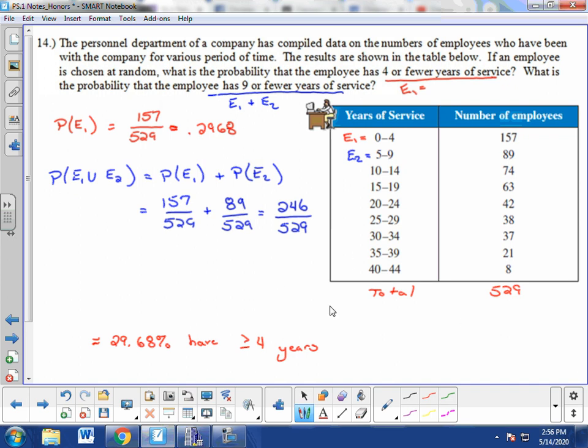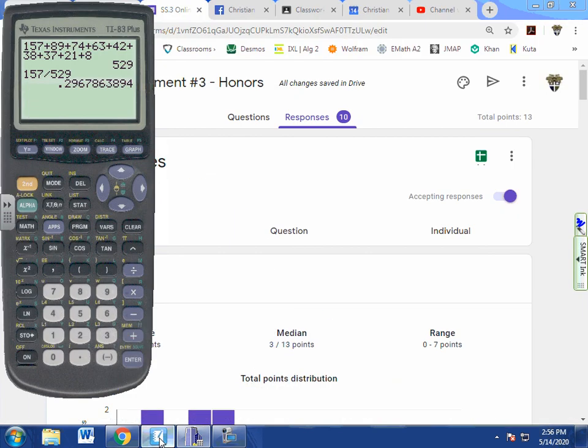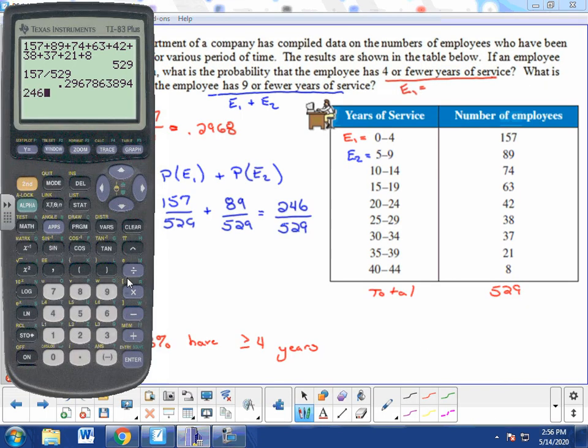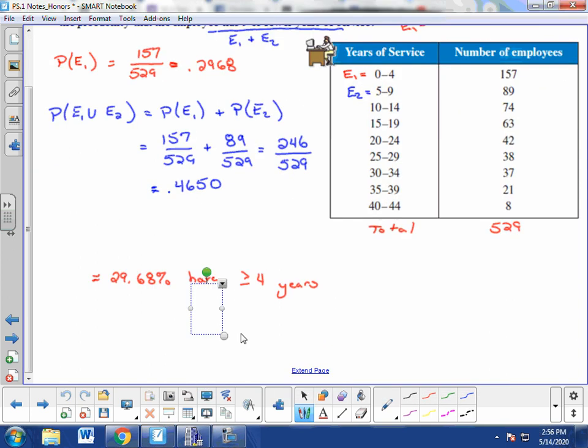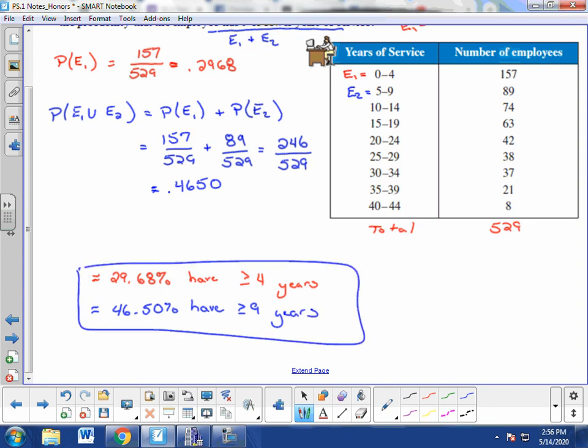So now what I can do is divide this number, 246 divided by 529, and there is my percentage, which I could put down as a decimal or a percent. My decimal representation here would be approximately 0.4650. So approximately 46.50% have less than or equal to 9 years of service. And here would be my two answers. Okay.